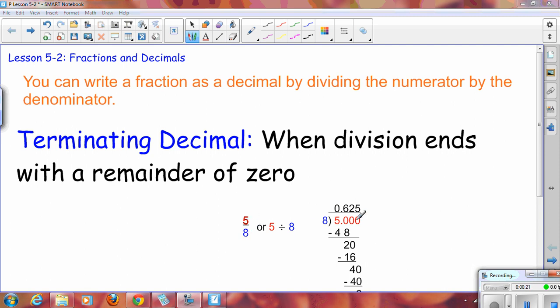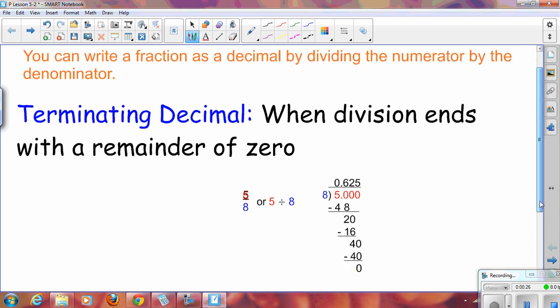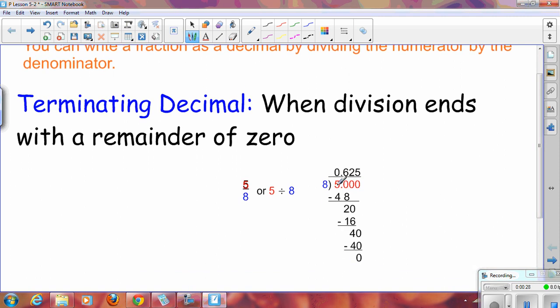And the way we write it to do long division, we put the 5 on the inside and the 8 on the outside. And when we do that, 8 won't get into 5. We add a decimal and a 0. 8 goes into 50 6 times.